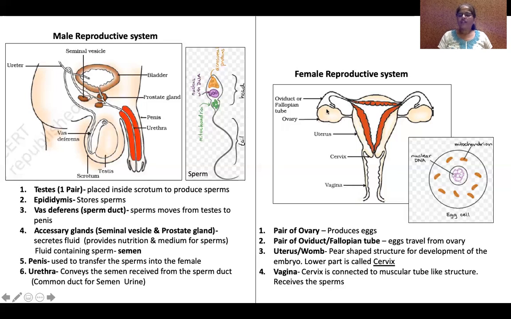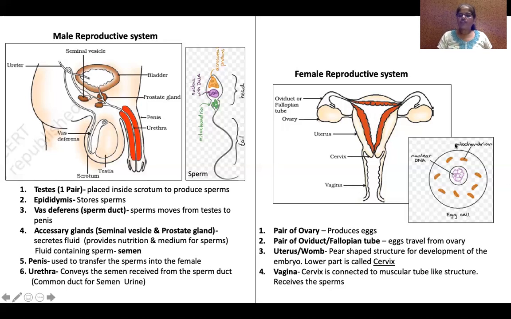The ovary releases only one egg in one month. If this month one egg gets released from this ovary, the next month another egg gets released from the other ovary. It alternates. If fertilization takes place here, it gets implanted here. If fertilization takes place on this side, it gets implanted in the lining of the uterus on this side. And the embryo develops in the uterus for 9 months.